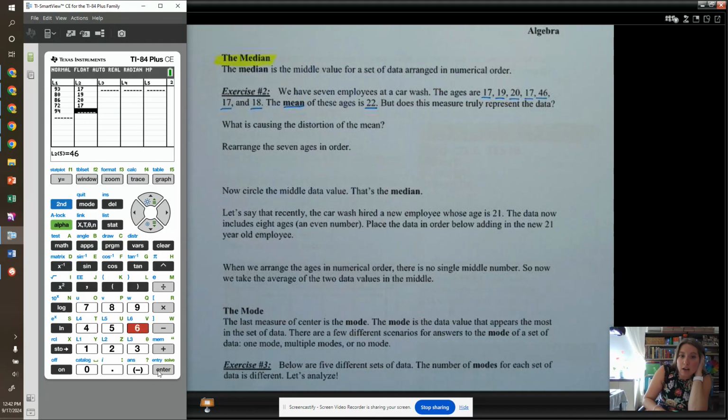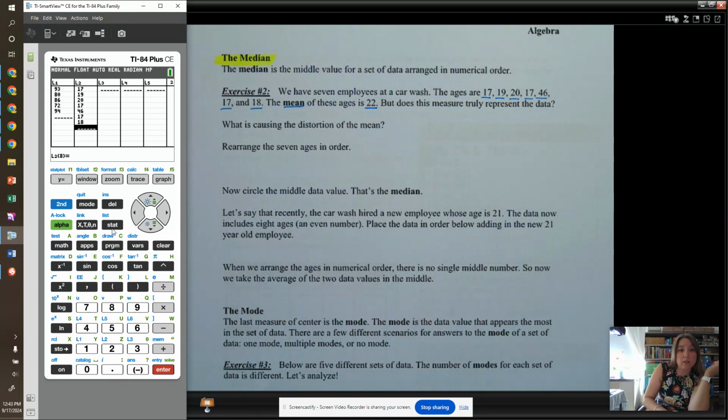And as you're entering them, does something pop out to you as maybe not fitting in with the rest? Does this 46 really fit in with 3 17s and an 18 and a 19 and a 20? It's a little bit higher than the rest.